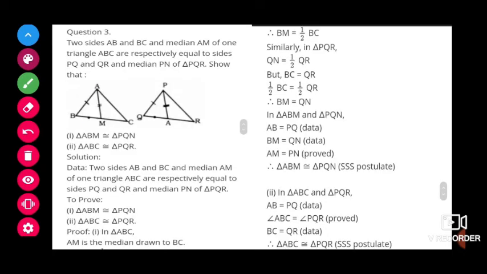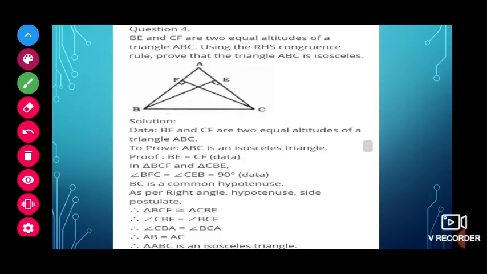Next, question number 3. The two sides AB and BC and median AM of triangle ABC are respectively equal to sides PQ and QR and the median PN of triangle PQR. Show that. Here this is also the same as whatever we did now, children. Please go through. If you have any doubts, ask in the interaction session. Now question number 4.